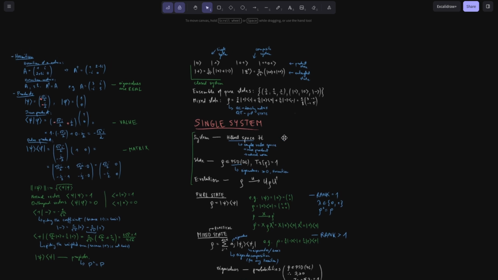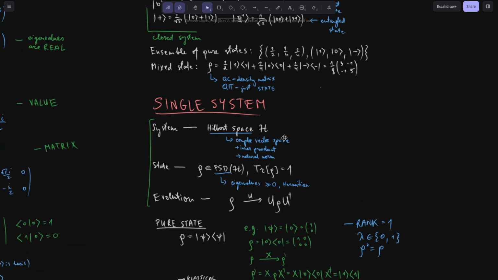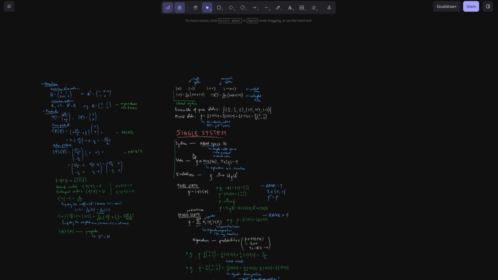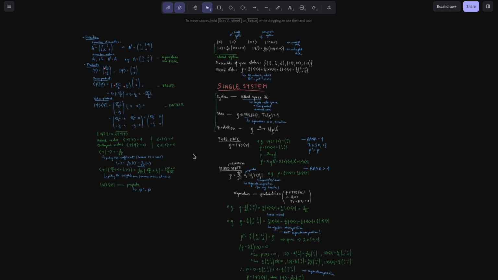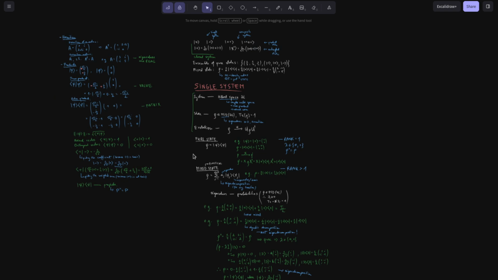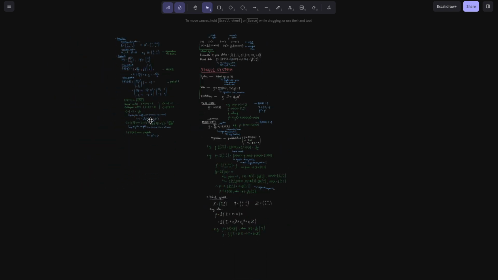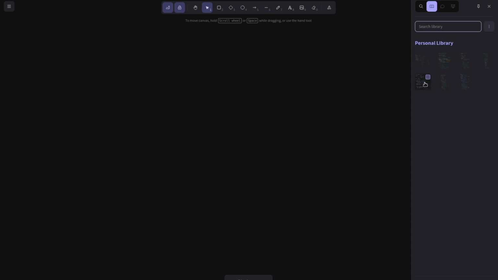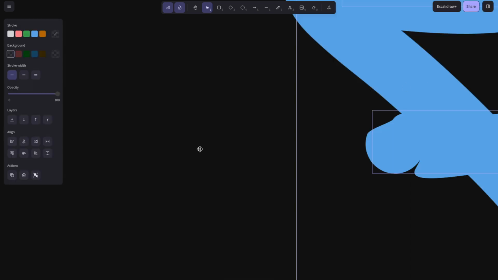So this is how mixed states work and how density matrices work. So this is the single system, the most basic example. Now what happens if we have a composite system? So I'm gonna erase these. What happens if we have a composite system? This one.